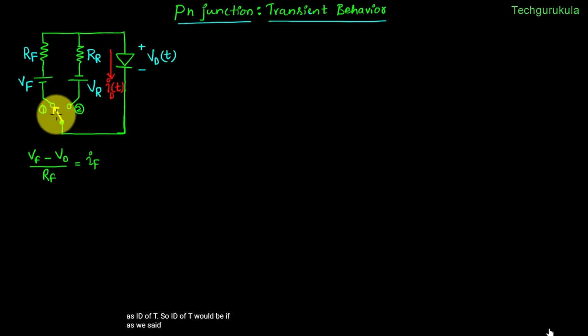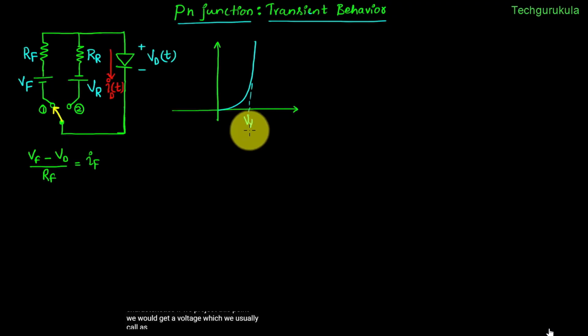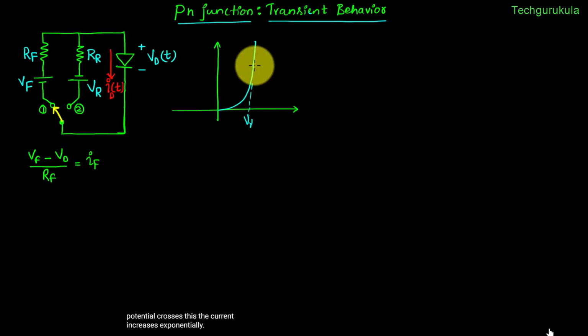As we said, the switch is in position 1 from quite some time. We can assume the diode would have reached a steady state where the current flowing through it wouldn't be a function of time. And similarly, the voltage across the diode wouldn't be a function of time. And in general, the voltage across the diode can be taken as cut-in voltage, because in the diode characteristics, if we project this point, we would get a voltage which we usually call the cut-in voltage, V gamma, which would be very close to the built-in potential VBI. Once the applied potential crosses this, the current increases exponentially. So assuming the diode is actually on for this applied potential VF, we can say the potential across this diode would be very close to the cut-in voltage.